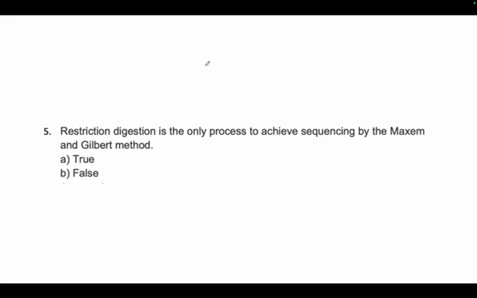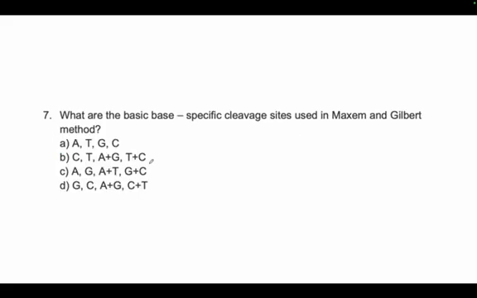Restriction digestion is the only process to achieve sequencing by the Maxam and Gilbert method. This is false. You can also do PCR to generate a large amount of templates, which can be used for the Maxam-Gilbert method. The denatured strands cannot be separated. This is false. For Sanger sequencing, usually you will denature the DNA before sequencing because you need a single-stranded template. But obviously, the denatured strands can be separated because that is the point of the denaturation process.